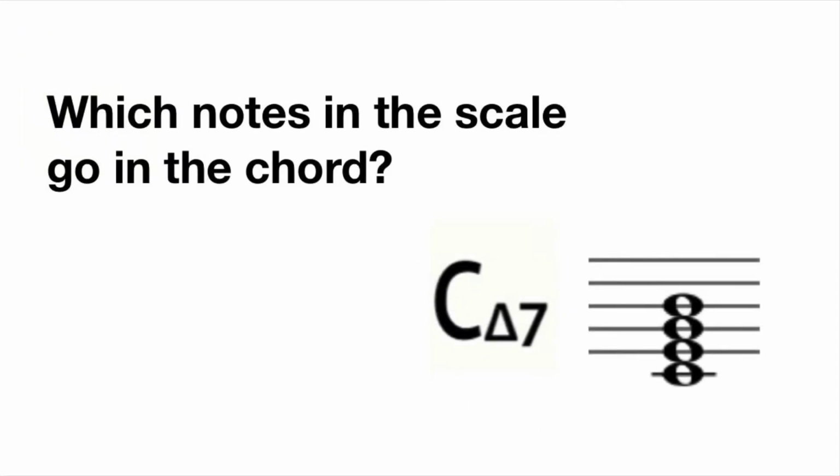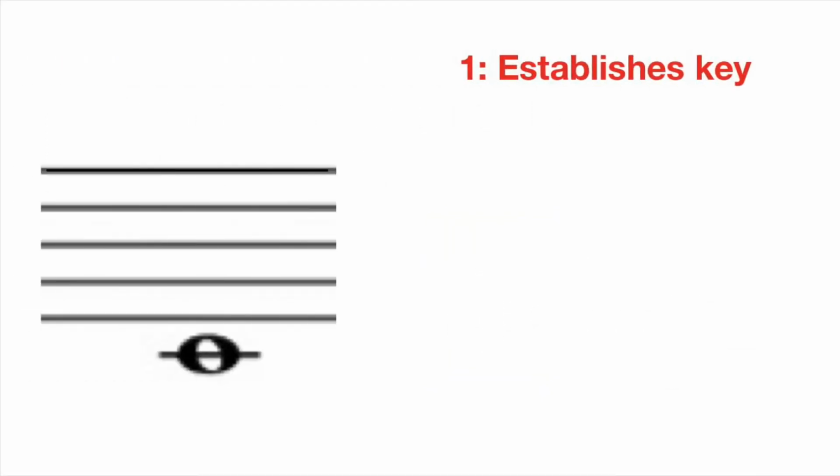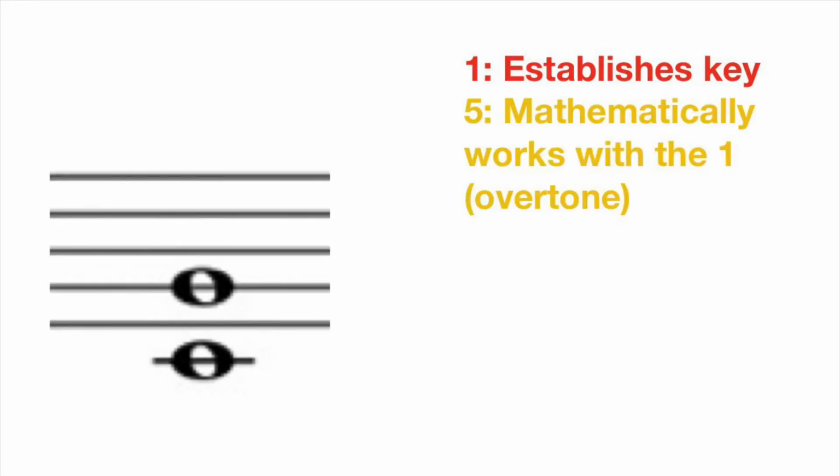And that's super simple. It's the same for almost every key. We start with our 1, obviously, and then we add the 5th. This is because the 5th is in a ratio of 3/2 when we're talking about sound waves, so it just sounds pleasing to the ear.